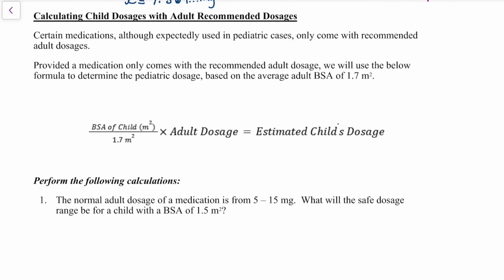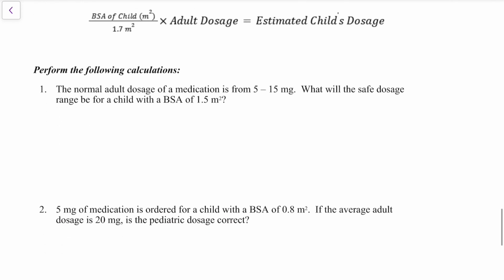And the formula for that is the body surface area of the child divided by 1.7 times the adult dosage. And that 1.7 comes from the average adult body surface area. Okay, and that will give us what that child's dosage should be.